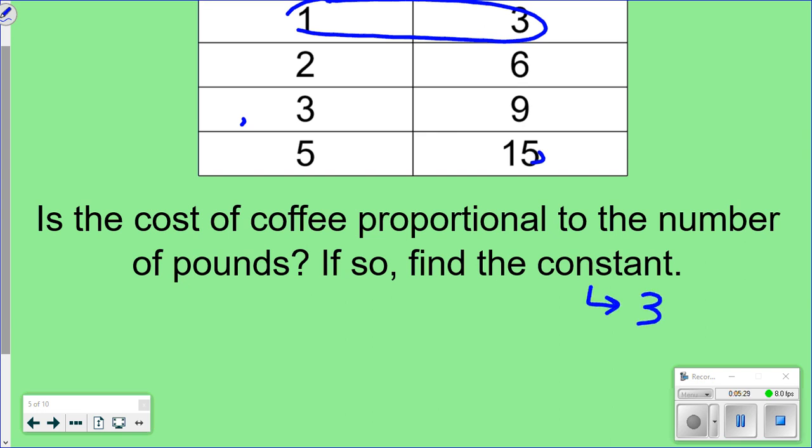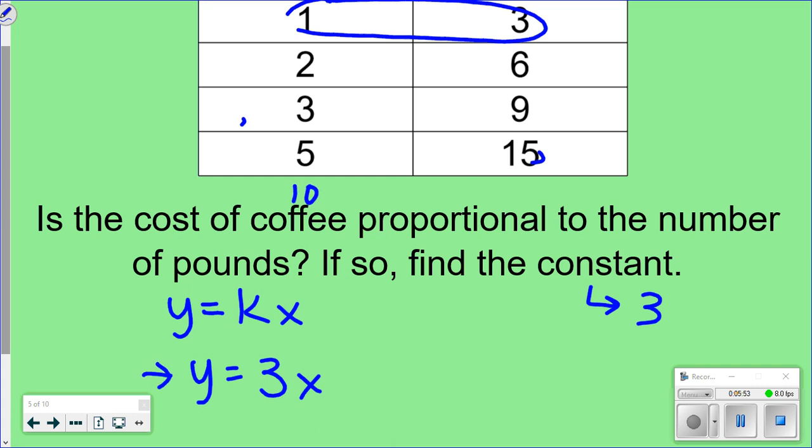Now, how could you write the equation? Well, if we wanted to write the equation for it, it would be y equals kx. And since that 3 is the constant, it would look like this. So what does that mean? That means that if I put another number in my x column, let's put 10 in there, how could I use this equation to figure out what the y is going to be, or what's on the other side? Well, I would take 3 times 10, and that's going to give me what my y is. So this equation can be used to help you figure out what else is going to be in this table over and over again.